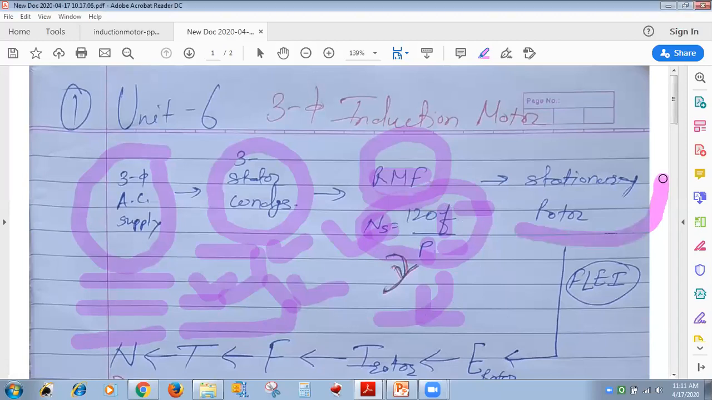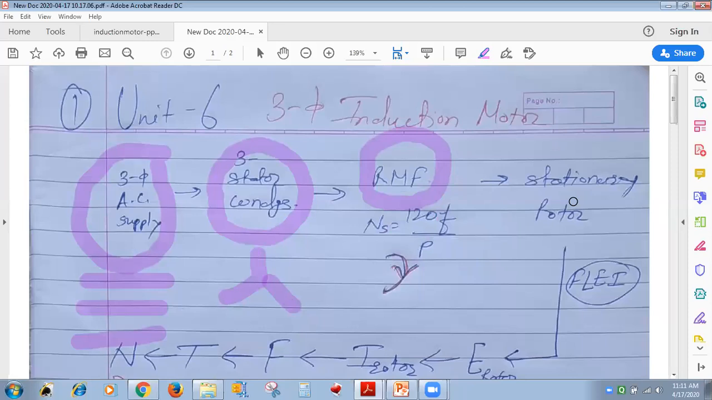Now what about the rotor? Is it stationary right now? Yes, it is stationary. So the rotating magnetic field is coming in contact with a stationary rotor. What happens? Who can tell?